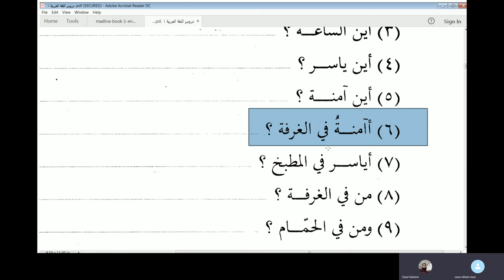Aminatu fil ghurfati? Is Amina in the room? La. Amina fil matbakhi. No, Amina is in the kitchen. Matbakhi. Kitchen.